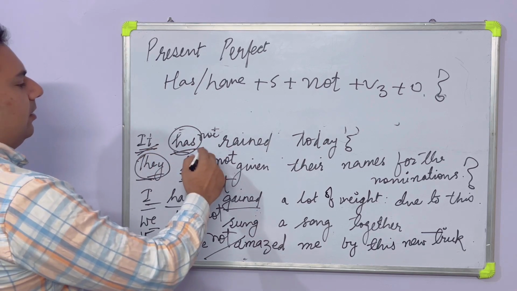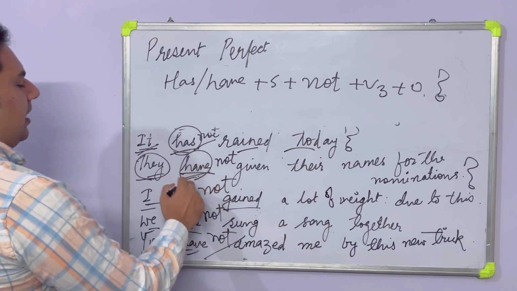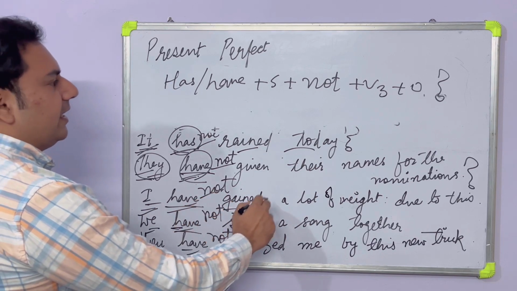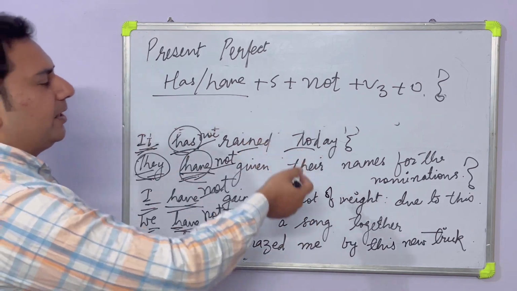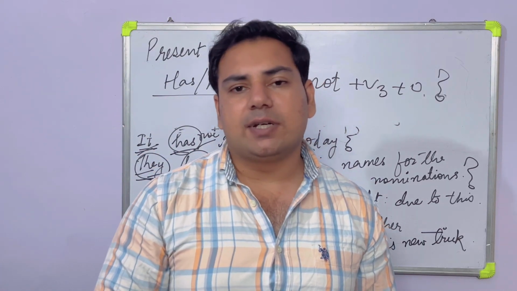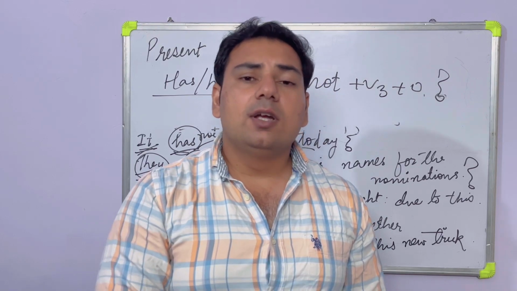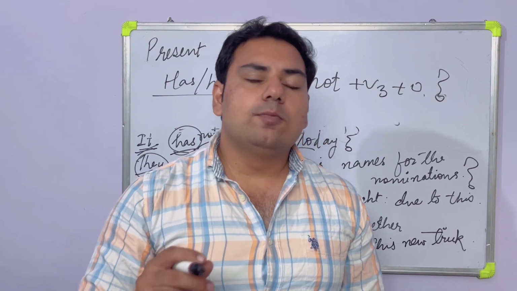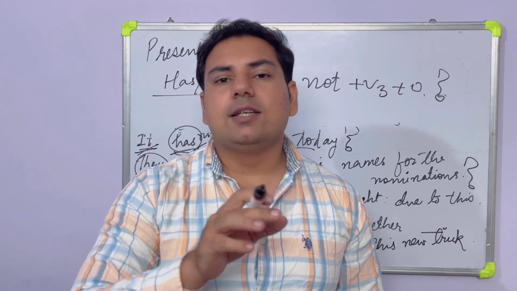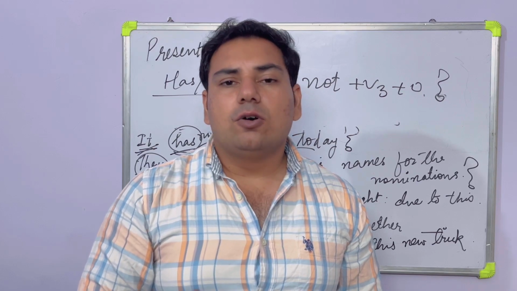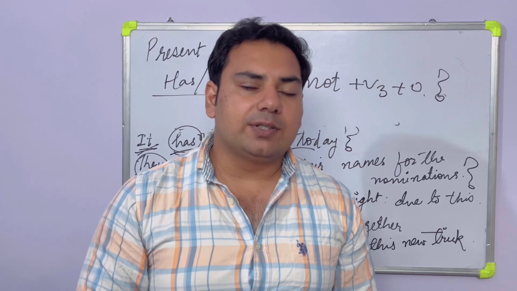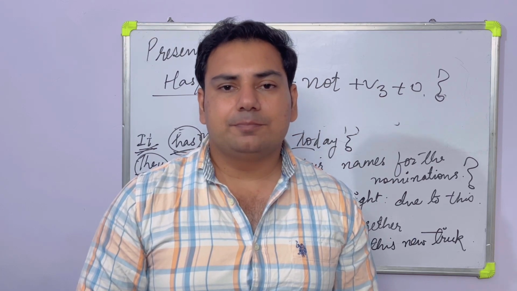Has it not rained today? Have they not given their names? Have I not gained? Okay, so has, have plus subject plus not. This is the way you can make the negative interrogative present perfect sentences. I hope that you have learned this, and please write down a few examples of it in the comment section so that I can also get that you have learned how to create present perfect sentences.